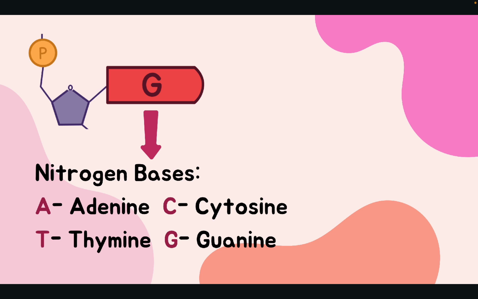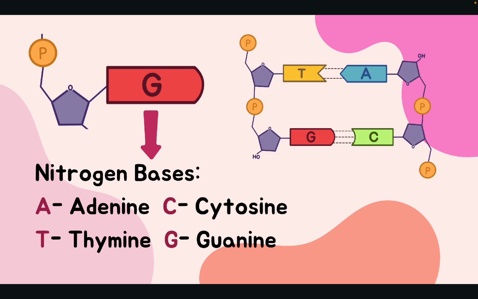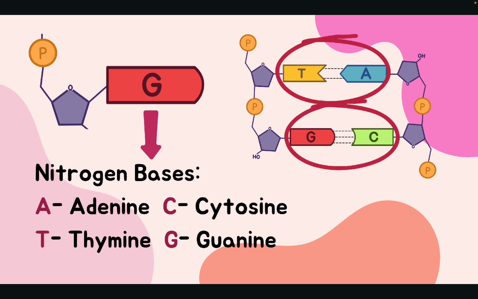For the nitrogen bases, there are four types: A, T, C, and G, which stand for adenine, thymine, cytosine, and guanine. This means that there are actually four types of nucleotides with four types of bases. Now, if we look back to this partial DNA model, we can see that the bases are actually paired up and hold the two strands together.